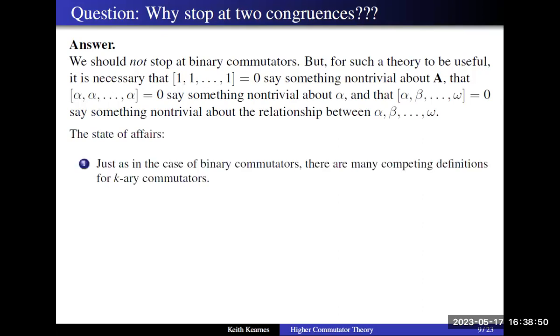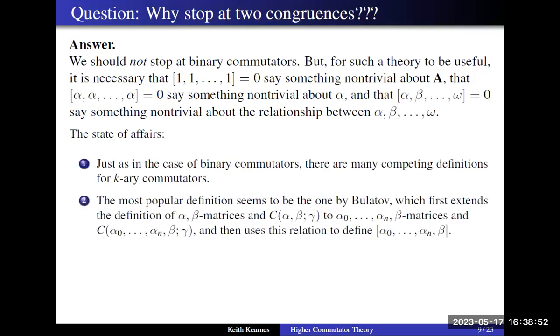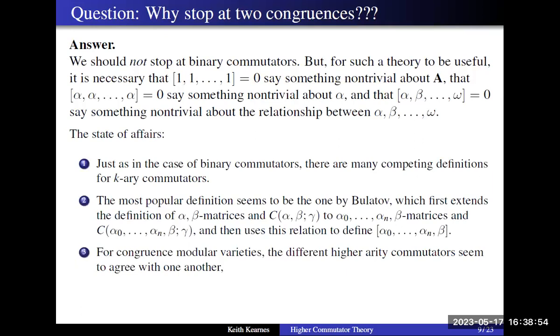Okay, now here's what we know at present. Let me just put these facts up here. Just in the case of the binary commutator, there are competing definitions for what the higher commutator should be. I've already mentioned the 2-term commutator, the free intersection. There's a Bulatov version. That's what Connor Meredith introduced in his talk. There are various versions of the higher commutator. For congruence modular varieties, they seem to agree with each other. Okay, when you move away from congruence modular varieties, they don't agree.